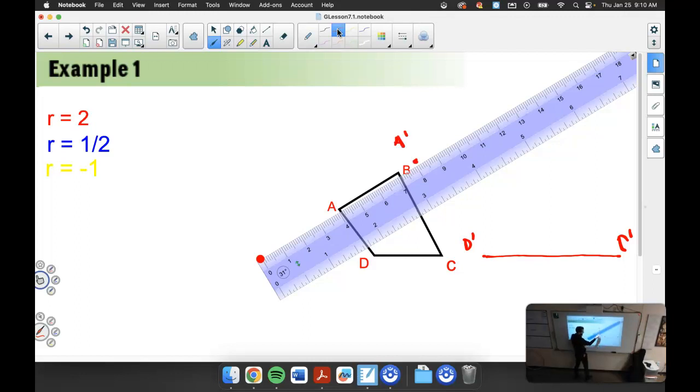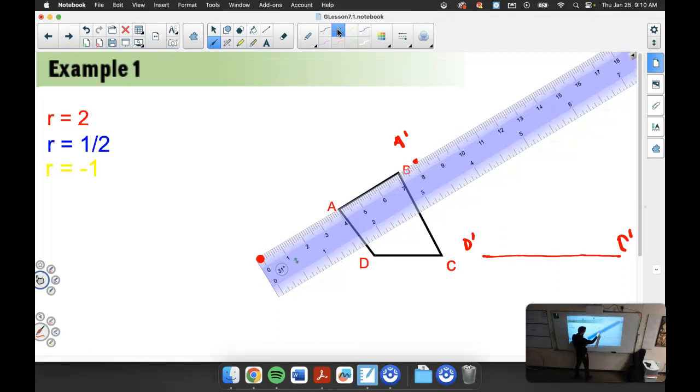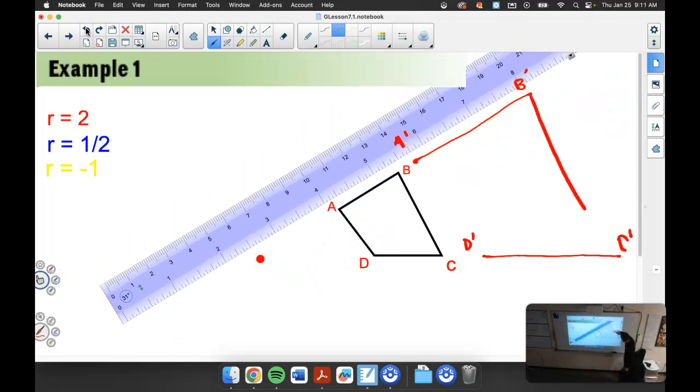And then to B, it's 7 centimeters. So double that, and we get 14. And that would be B prime. And I get this, oh, sorry, try to stay pretty straight there. Okay, so I get this shape. Yeah. It's twice the size. Same shape, just bigger.